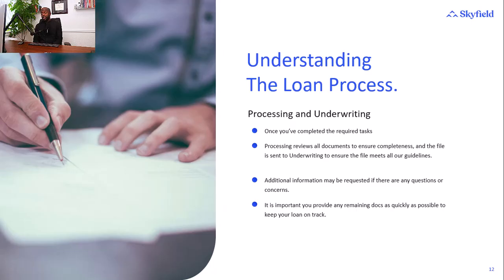Continuing with the loan process, once you've completed the required tasks, processing is going to review all of the documents and make sure it meets all of our guidelines. Once you've submitted all of your documents, processing is going to review everything, underwriting is going to review everything, and make sure we've dotted all of our I's and crossed all of our T's. Again, I can't stress this enough. It's important that you get back to us with the documents in a timely fashion. There are so many clients whose loans have gotten thrown off course because they couldn't get back to us with the documents in a timely fashion.